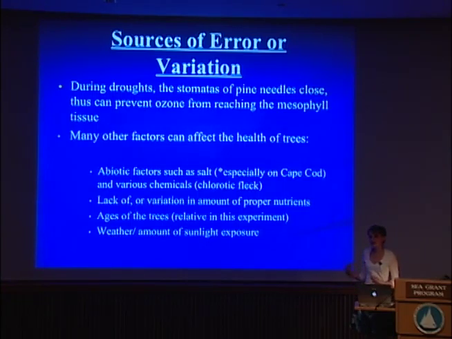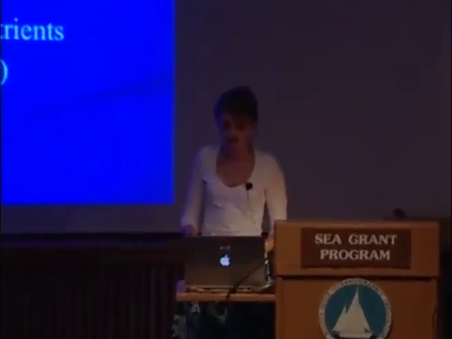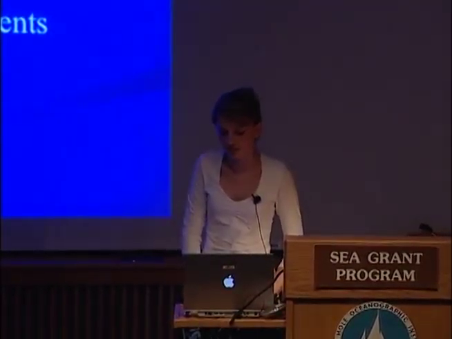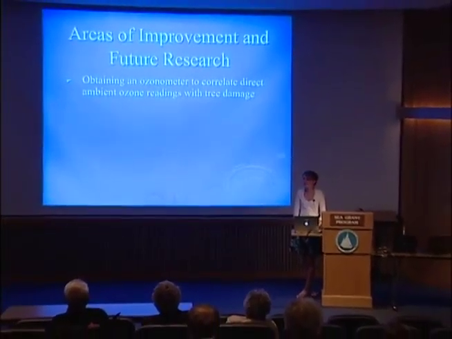Sources of error in this project. During a drought, stomata of the pine needles can close, and so ozone is actually not reaching the mesophyll tissue. That wasn't really an issue here. But an issue that you always have to take into consideration in projects looking at nature is that there's so much variation that occurs naturally, abiotic factors like salt, especially on the Cape, and the variation in amount of nutrients, et cetera. But this project tried to control for all the variables it could by finding relative ages, et cetera.